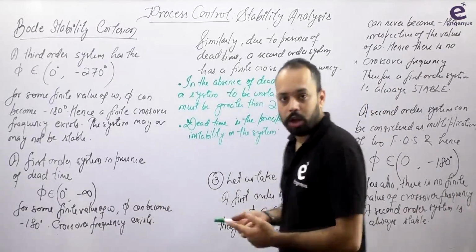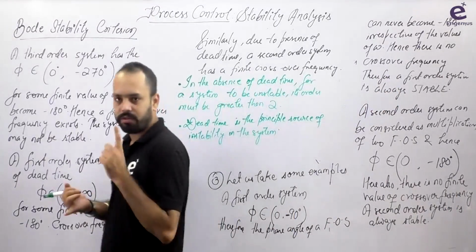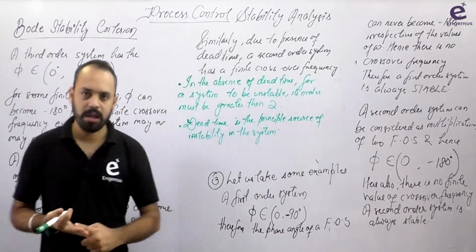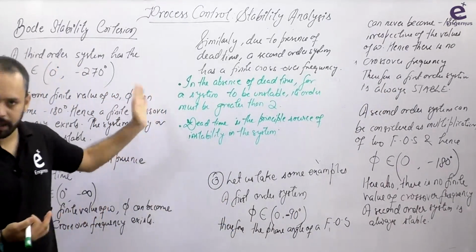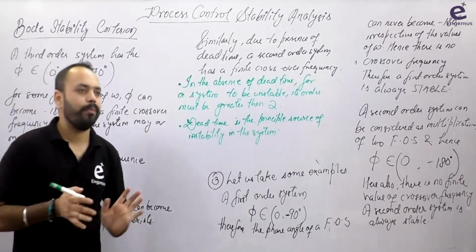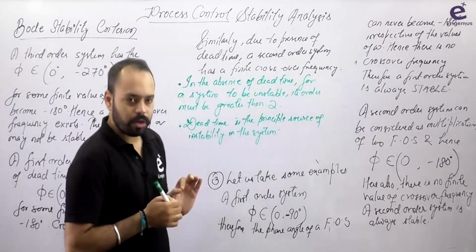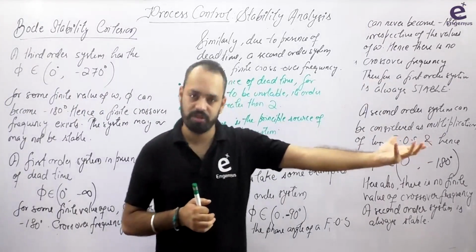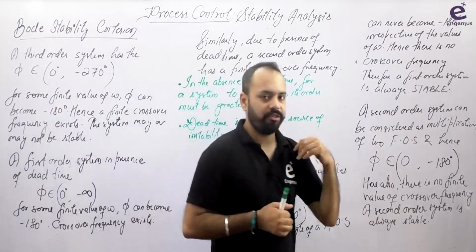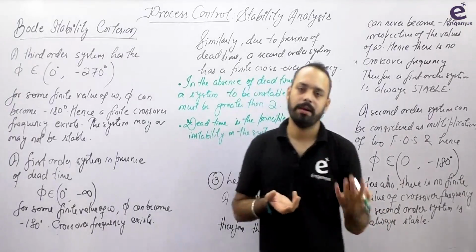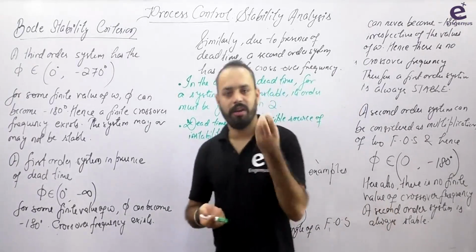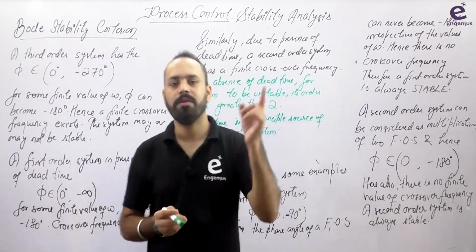You must understand what a crossover frequency is, how many types there are, and when they exist or don't exist, and that dead time is the culprit. Dead time is the main culprit which causes the system to enter a non-safe zone where it can have a finite crossover frequency and it can become unstable, or it can become stable. Nobody knows. We have to check. How to check? By using Bode stability criteria.